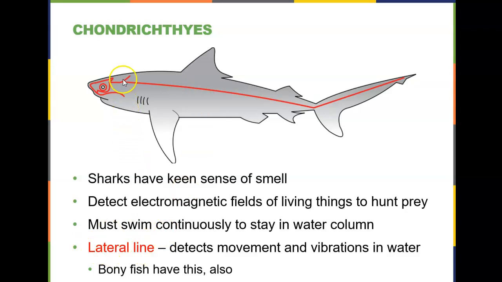They have what's called the lateral line, which is shown in red. This lateral line has sensory cells, which allow them to detect movement and vibrations in the water. So this is a very key evolutionary factor. Bony fish have this also, so we'll see this. This allows fish to shoal, or swim together in a group.